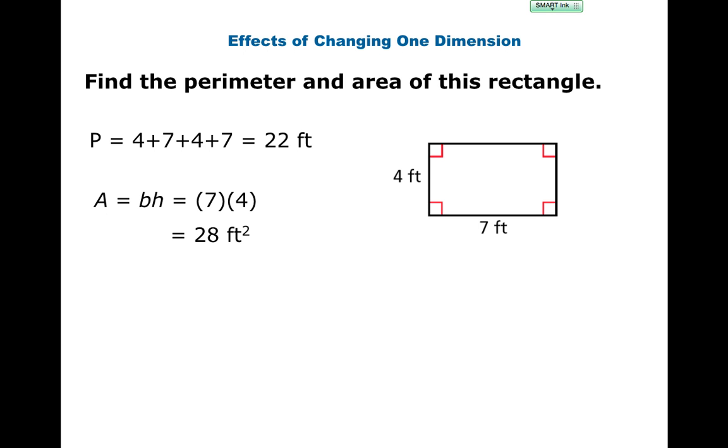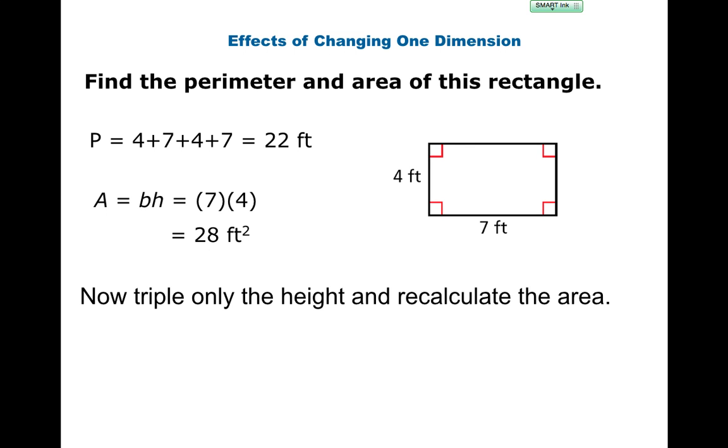Okay, now we're going to do something to that rectangle and then recalculate and see what happened to the area. I want you to triple the height. So change that rectangle so it's 3 times as tall, and then refigure the area.